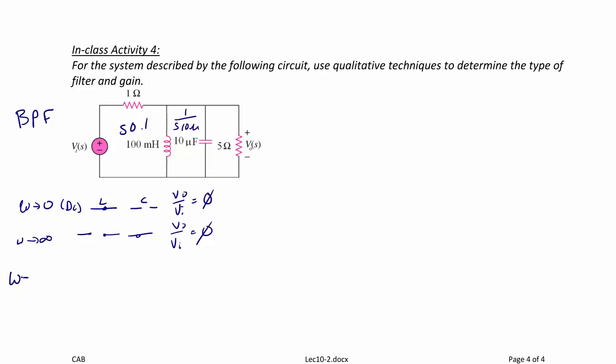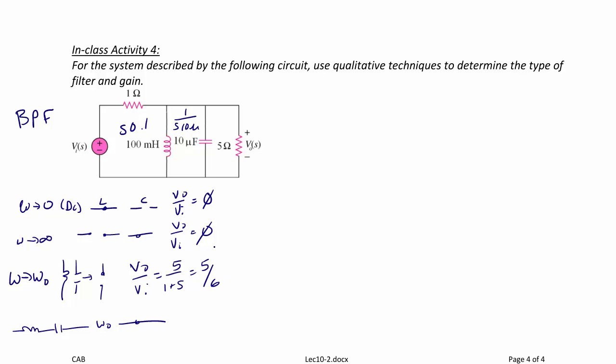And then when omega approaches omega naught, or the resonance, when you have the inductor and capacitor in parallel at resonance, that looks like an open circuit. So at that point, when it looks like an open circuit, we'll have that the ratio of V out over Vn is going to be the voltage divider 5 over 1 plus 5, or 5/6. As a side note, if we had an inductor and a capacitor in series at resonance, that looks like a short circuit. So now that we know the shape, we know that we have a bandpass filter that goes to 0, and at the resonance frequency, the maximum amplitude is 5 over 6.